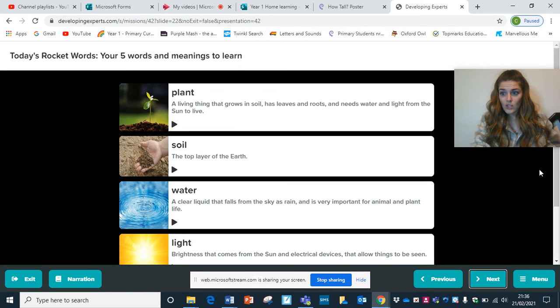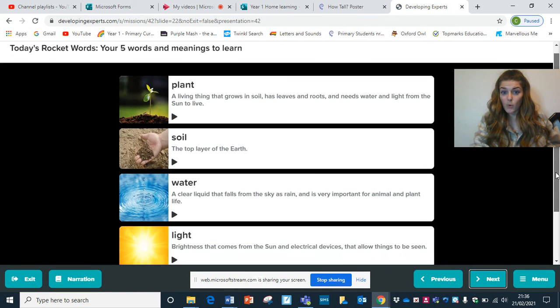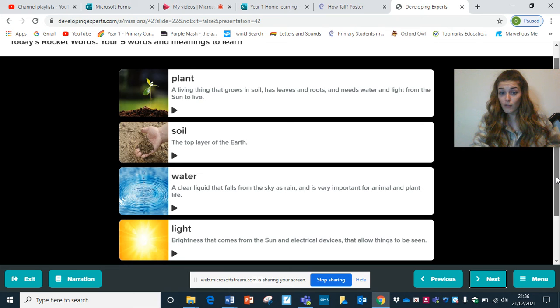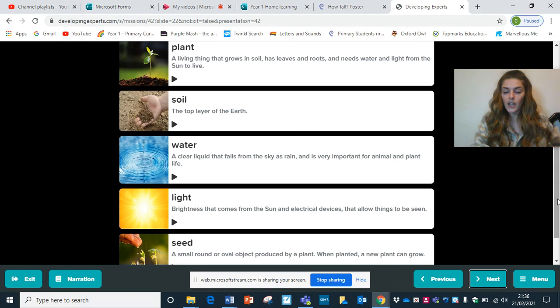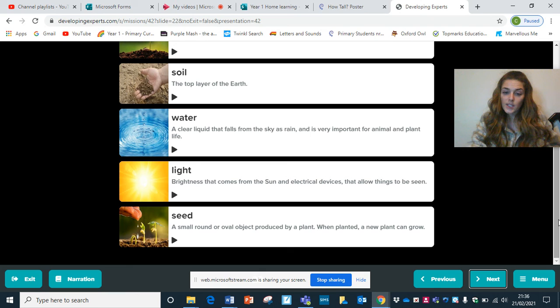And here again, it's just the key words. So can you remember what a plant is? It's a living thing that grows in soil, has leaves and roots, and needs water and light from the sun to live. Soil: the top layer of the earth. Water: a clear liquid that falls from the sky as rain and is very important for animal and plant life. Light is brightness that comes from the sun and electrical devices, like a light switch or a lamp, and that will allow things to be seen.